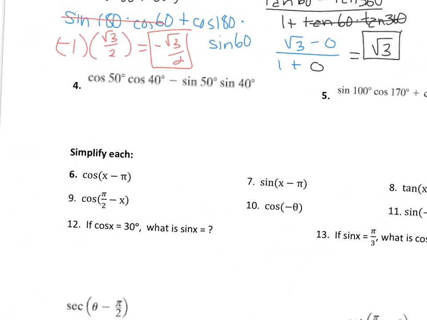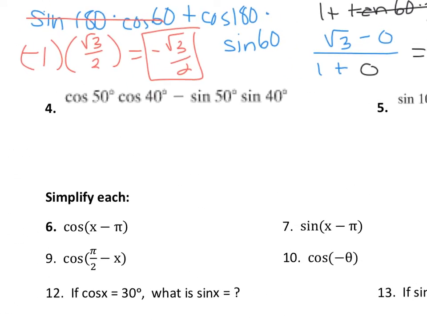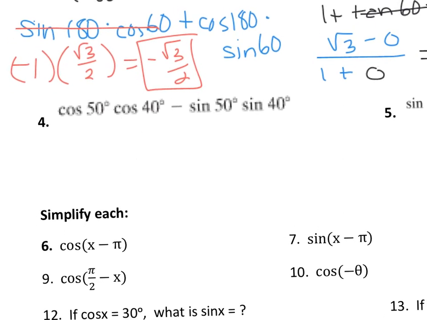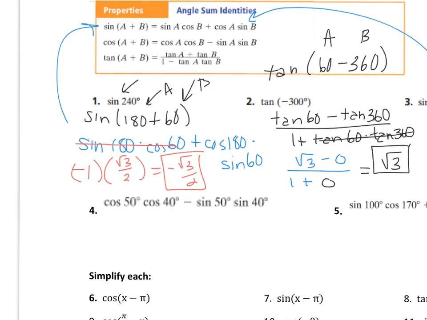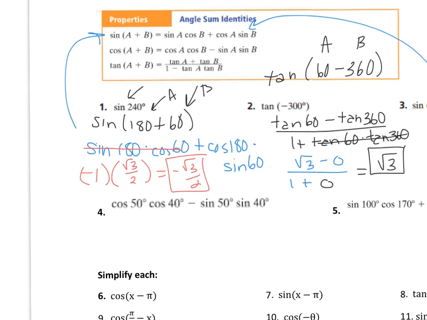In these next two, cosine of 50, cosine of 4, what is this coming from? So what you're trying to do is look at your original angle sum identities or angle difference identities and see which formula matches up with this. So to me, this looks like this one right here. This is cosine A, cosine B, minus sine A, sine B. So this is actually the cosine of 90. Now you need to evaluate the cosine of 90. What is the x value at 90? And the answer is 0.